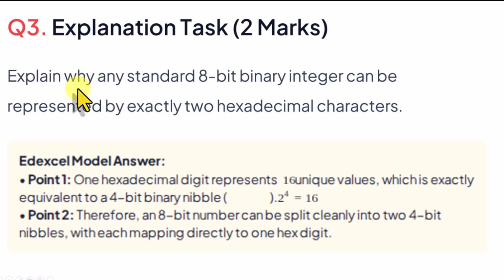Explanation task: explain why any standard 8-bit binary integer can be represented by exactly two hexadecimal characters. It has 2 marks, so you have to give 2 points. One hexadecimal digit represents 16 unique values, which is exactly equivalent to a 4-bit binary number, or nibble, since 2 to the power of 4 equals 16. Therefore, an 8-bit number can be split cleanly into two 4-bit nibbles, with each mapping directly to one hex digit. Clear? So that's it.